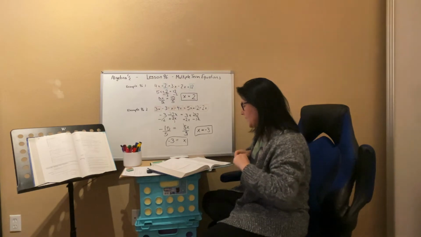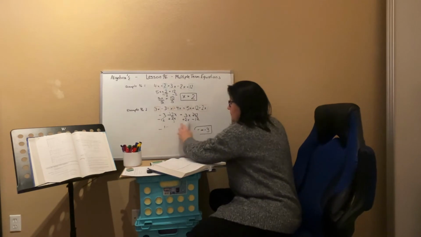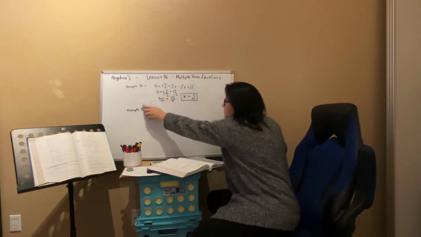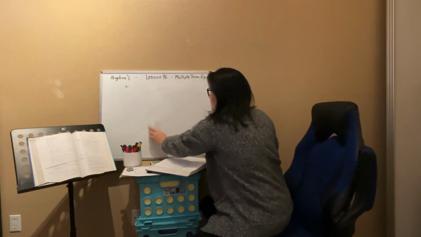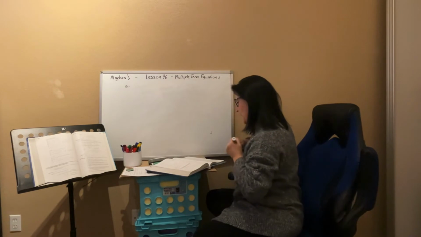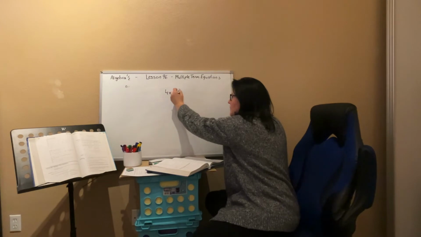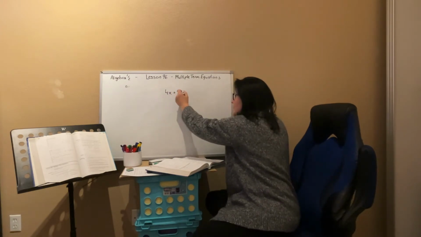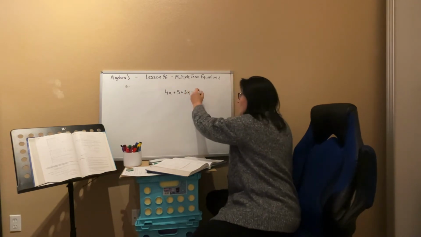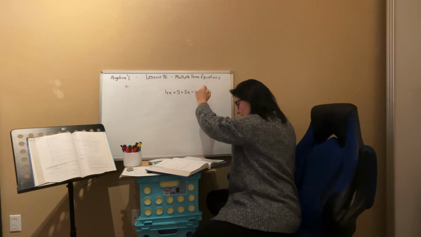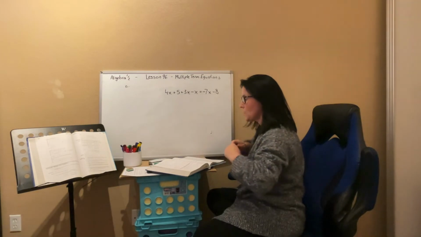We have 2 practice problems, and let's go over those together. So I'm going to erase this. Okay, so the first practice problem says 4x plus 5 plus 3x minus x equals negative 7x minus 8. Okay, so first we want to combine all like terms again.